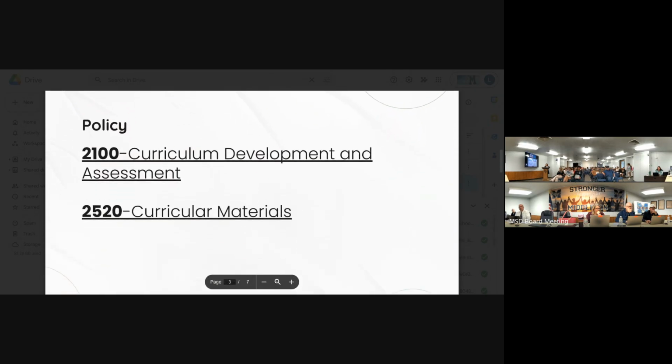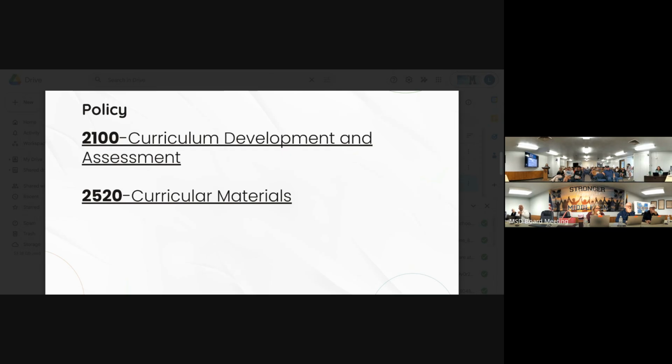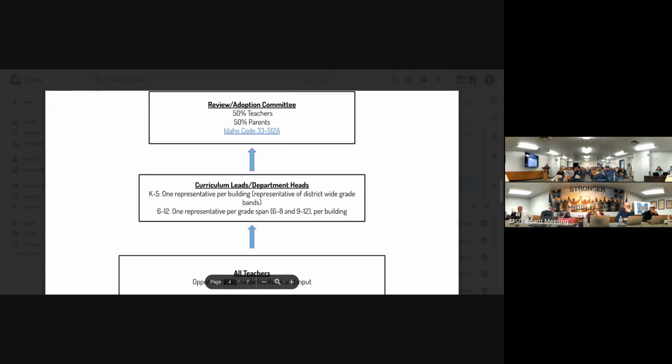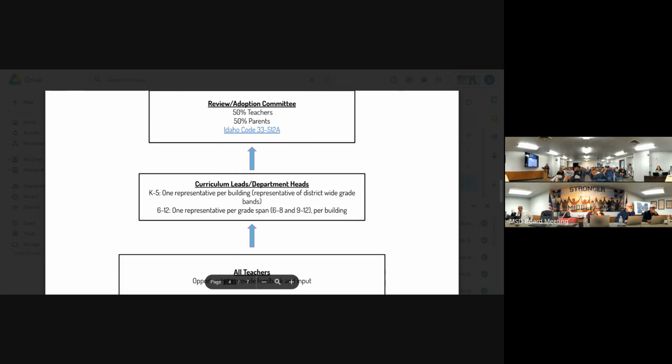There are 2 guiding policies. That's policy 2100 and 2520, curricular materials, that we utilize as committee members. So just to let you know how we work internally with our staff to get feedback on the curricular resources, all teachers have the ability to provide input and feedback. Then we gather a committee of teachers as well as a committee of parents. State code requires that we have a minimum of 50% parents and 50% educators. And so that's what we work to identify, and they make up our steering committee.